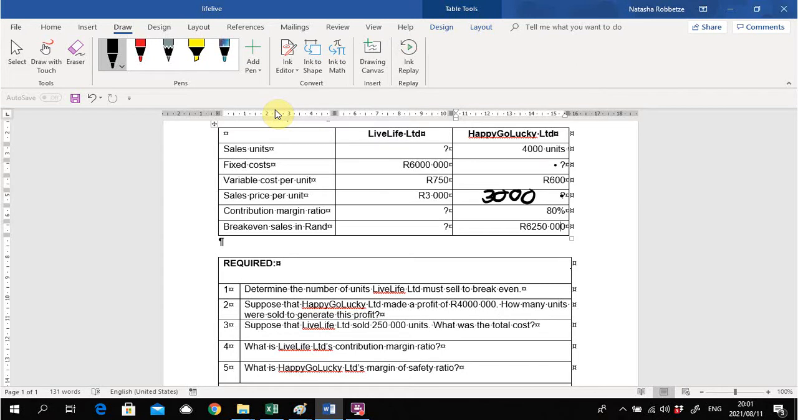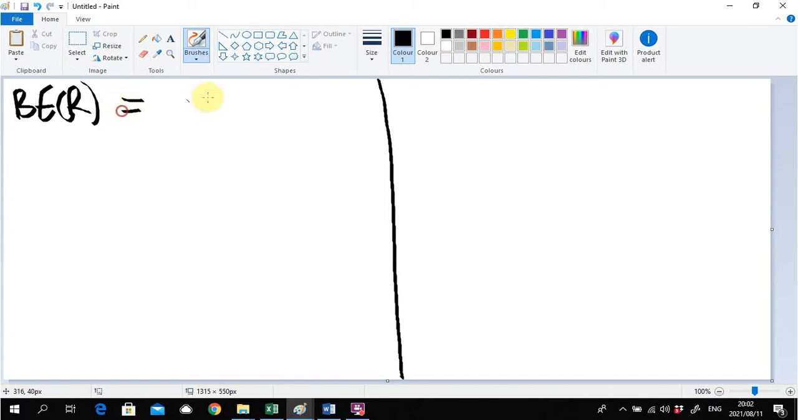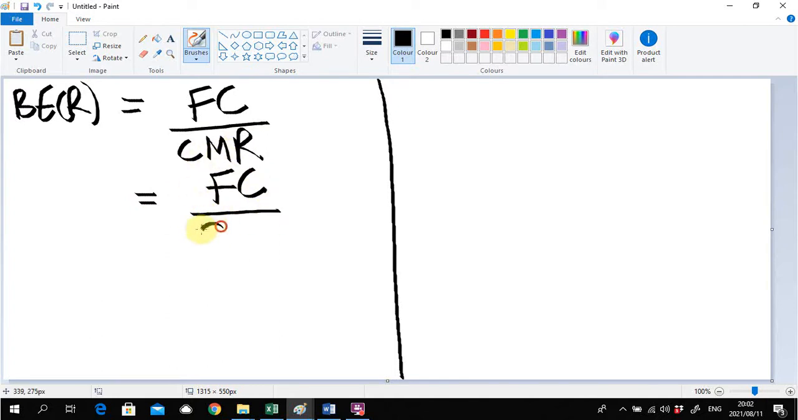The next thing I need to calculate will be my fixed cost. And the fixed cost can be calculated from the break-even as sales in Rand, right? So how do we get to break-even sales in Rand? We say that break even in Rand is the fixed cost divided by the contribution margin ratio. So the fixed cost we do not have, but we do have the contribution margin ratio, which we always write in decimals, and we have an answer to break even in sales, which is in Rand, and that was 6,250,000.